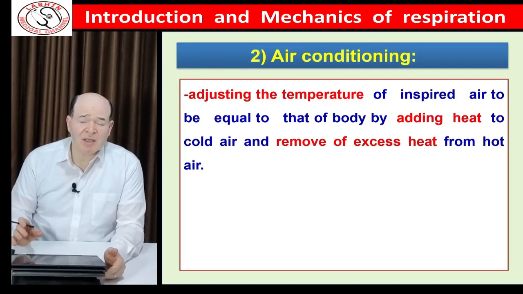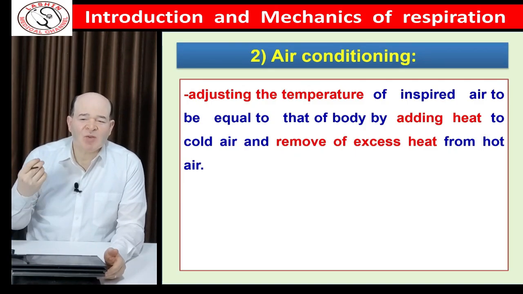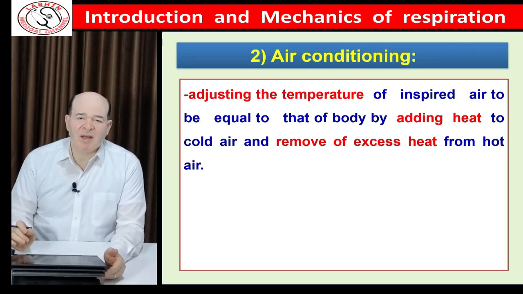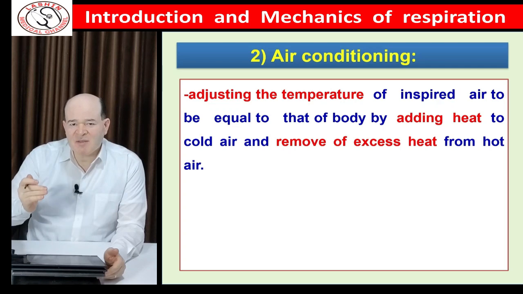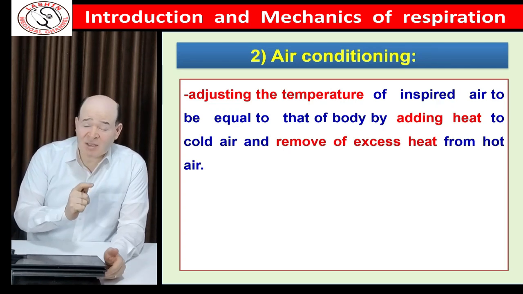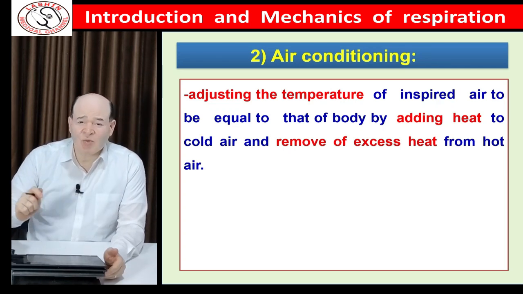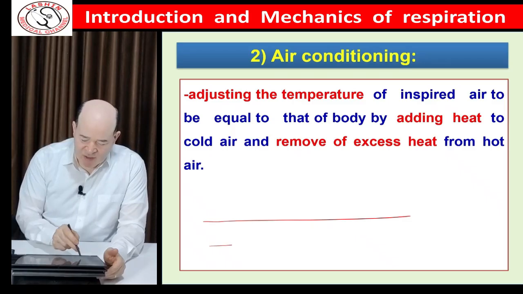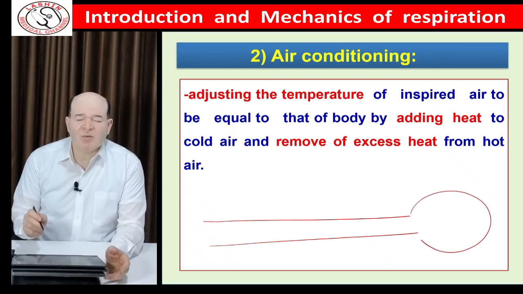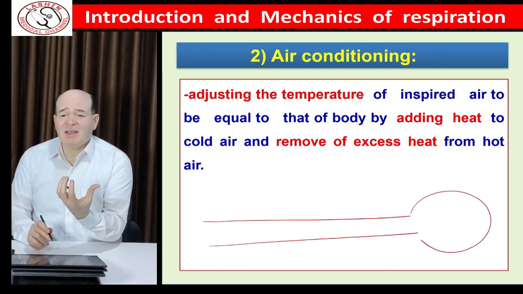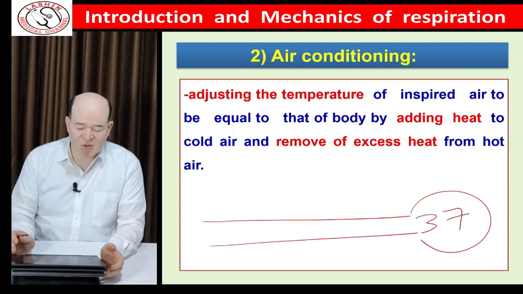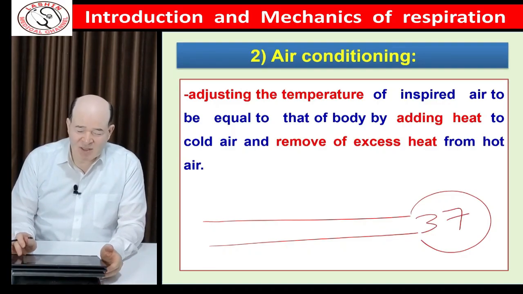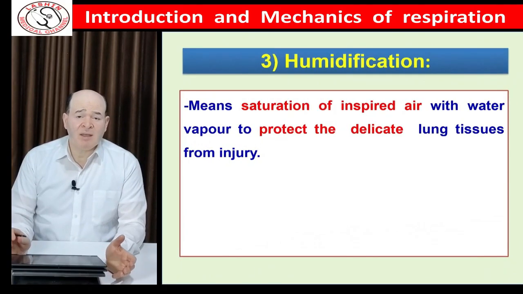Air conditioning means adjustment of the temperature of the inspired air. If it is cold, the conducting zone gives it heat. If it is hot, it takes heat from it. Finally, it reaches the alveoli with a temperature that is nearly 37, which is best for the process of gas exchange. Number 3, air humidification.